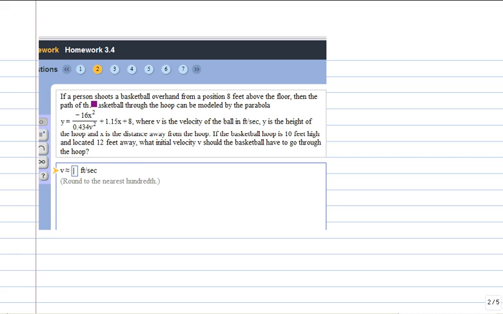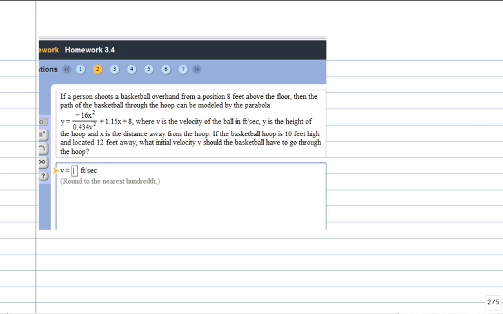Now, number 2, if a person shoots a basketball overhand from a position 8 feet above the floor, then the path of the basketball through the hoop can be modeled by this parabola. Y is equal to negative 16x squared over 0.434v squared plus 1.15x plus 8, where v is the velocity of the ball in feet per second, y is the height of the hoop, and x is the distance away from the hoop. If the basketball hoop is 10 feet high and located 12 feet away, what initial velocity v should the basketball have to go through the hoop?